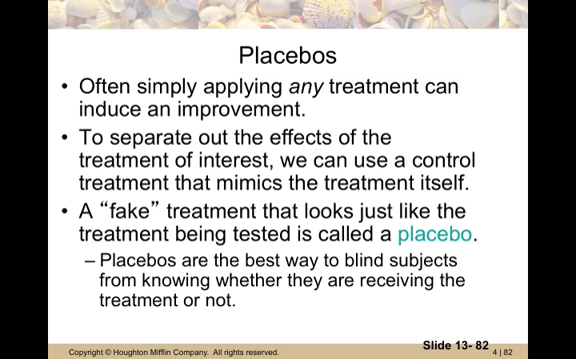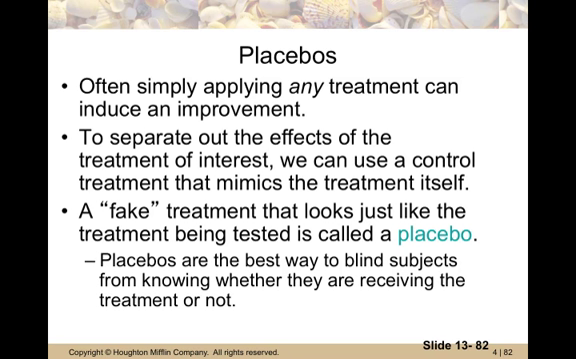Okay, one of the ways that control groups work is that people are given a placebo. Often simply applying any treatment can induce an improvement. To separate out the effects of the treatment of interest, the one that we actually think has some sort of therapeutic effect, we can use a controlled treatment that mimics the therapeutic treatment itself. A fake treatment that looks just like the treatment being tested is called a placebo.